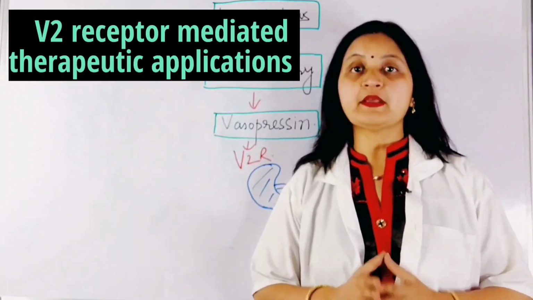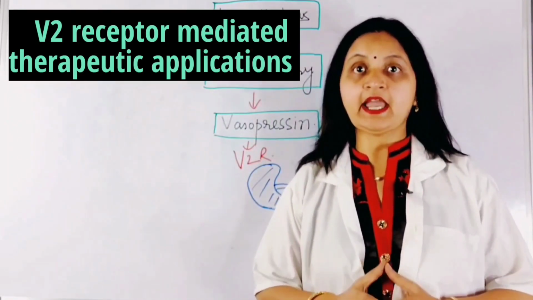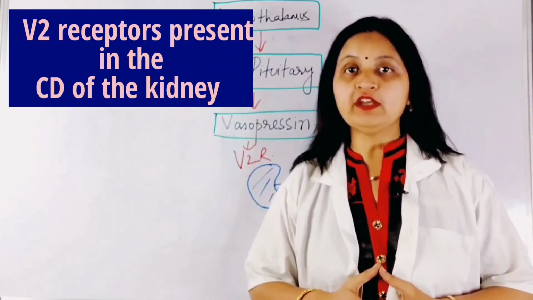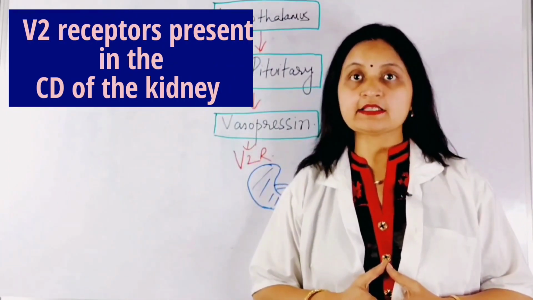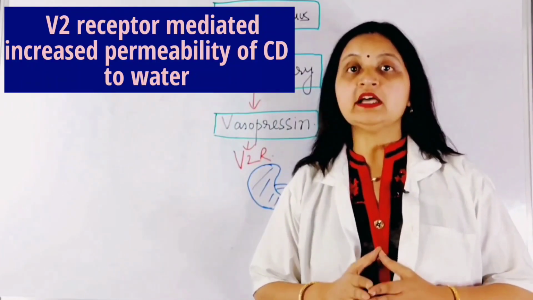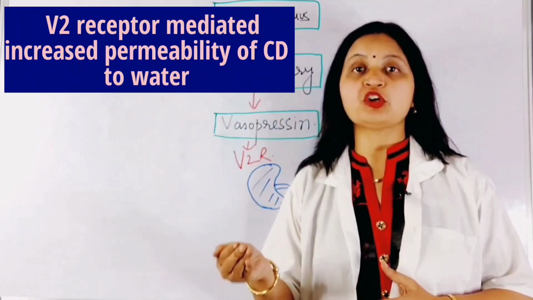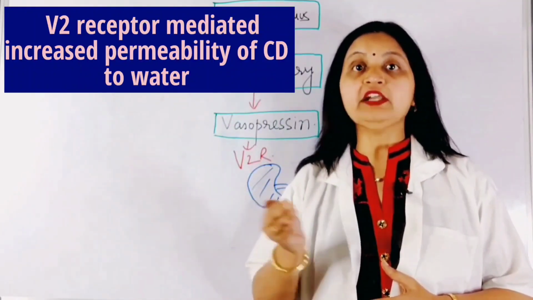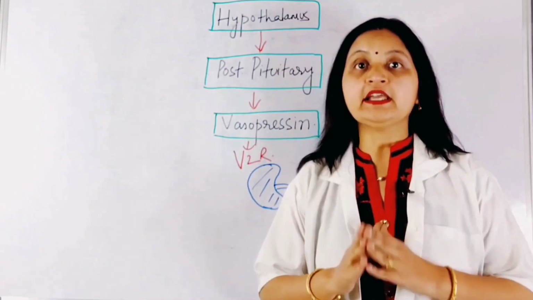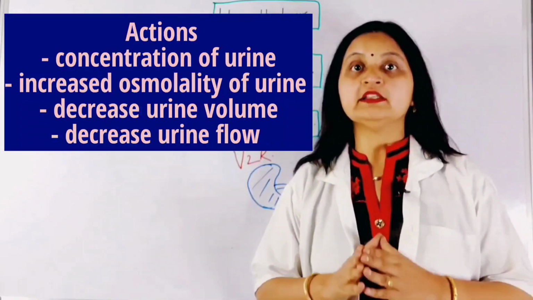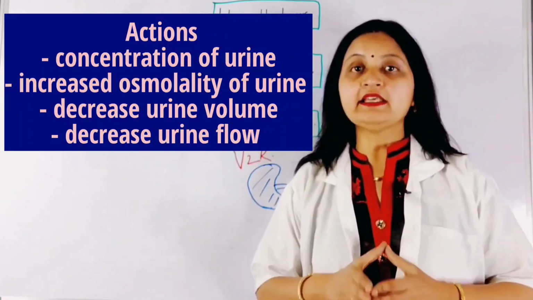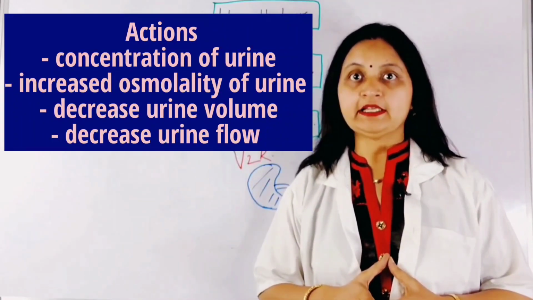The V2 receptors are predominantly present in the kidney and more precisely in the collecting duct. Activation of V2 receptors in the collecting ducts increases the permeability of collecting ducts to water, thus causing increased reabsorption of water from the tubules into the interstitium, causing concentration of urine, decreasing the urine flow, decreasing the urine volume, and causing an increase in urine osmolality.